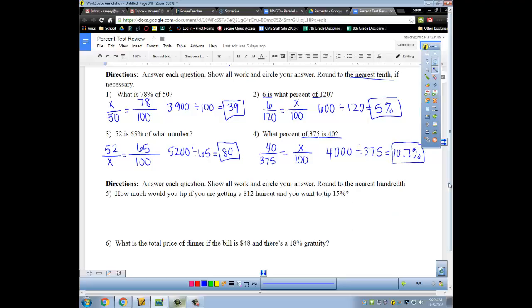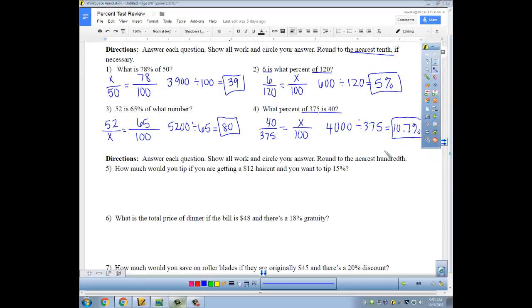Okay, the next ones, it says to round to nearest hundredth because we're going to be talking about money. So number 5, how much would you tip with a $12 haircut and you're tipping 15%? So we're going to multiply by 0.15. So remember, anytime you have a story problem, just turn your percent to decimal and multiply. 12 times 0.15 is 1.8. So you are going to tip $1.80. And that's all you had to do because you just wanted the tip.